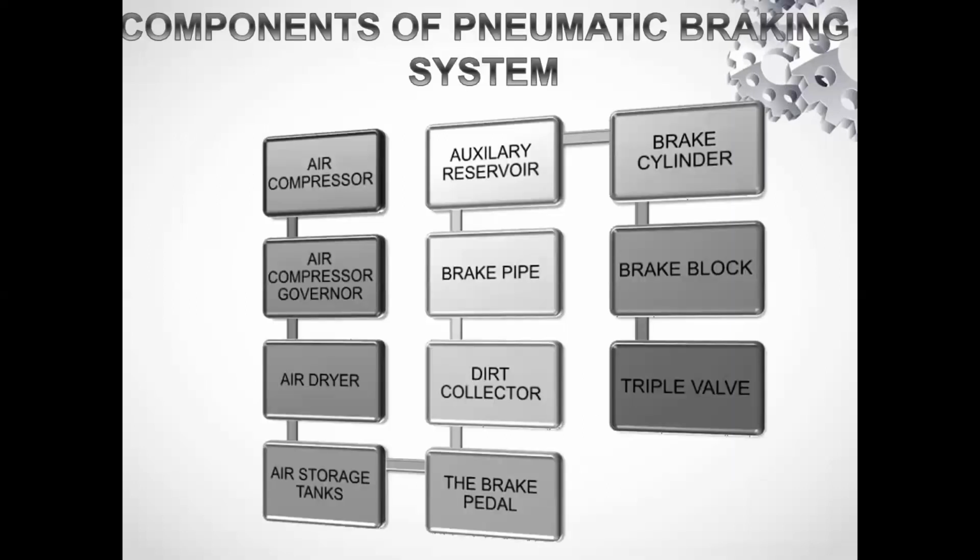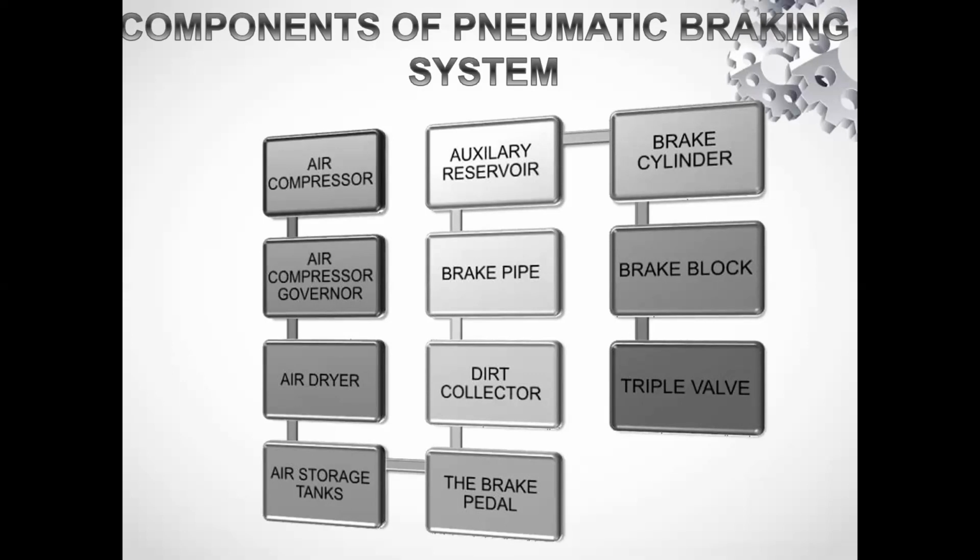What are the components of the pneumatic braking system? The components are: air compressor, air compressor governor, air dryer, air storage tanks, brake pedal, direct collector, brake pipe, auxiliary reservoir, brake cylinder, brake block, and triple valve. You can see the order of the components of the pneumatic braking system.